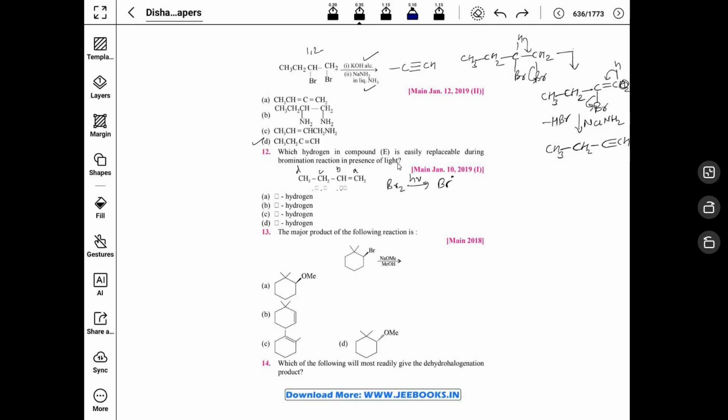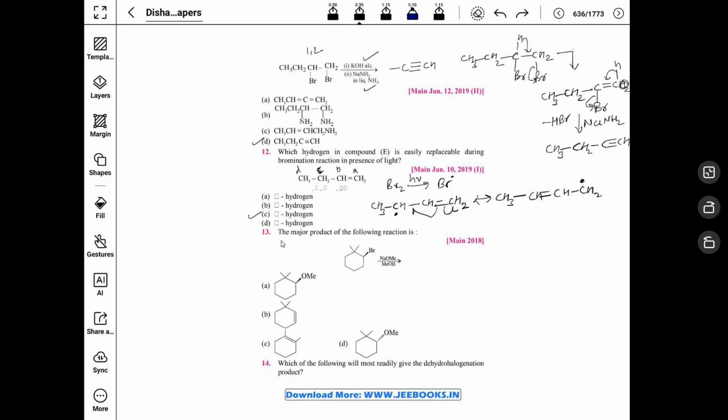So this bromide radical will form. So we have to see which hydrogen removal will give the stable radical, and we know that allylic radical is more stable than vinylic radical due to this resonance, and this radical is delocalized to other position. Therefore, hydrogen at C will be easily replaced. So the correct answer is C.